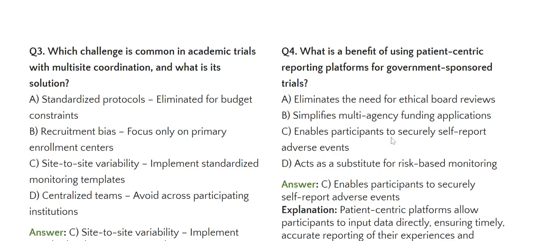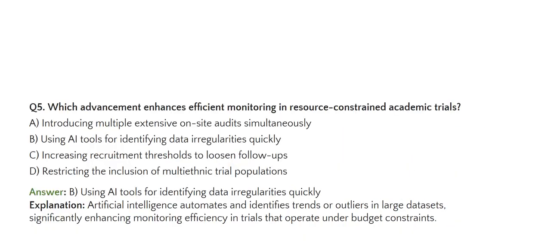Enables participants, patients, to securely self-report adverse events, AEs. C is the answer, as patient-centric platforms allow participants to input data directly, ensuring timely, accurate reporting of their experiences and reducing reliance on manual data collection. Question 5. Which advancement enhances efficient monitoring in resource-constrained academic trials?